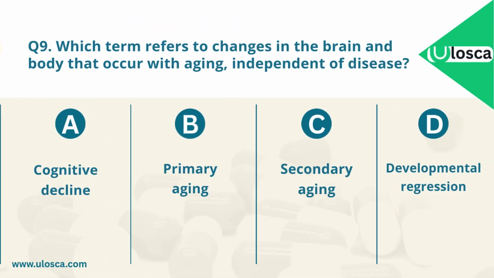Question 9. Which term refers to changes in the brain and body that occur with aging, independent of disease? A. Cognitive decline. B. Primary aging. C. Secondary aging. D. Developmental regression. Which one is the correct answer?